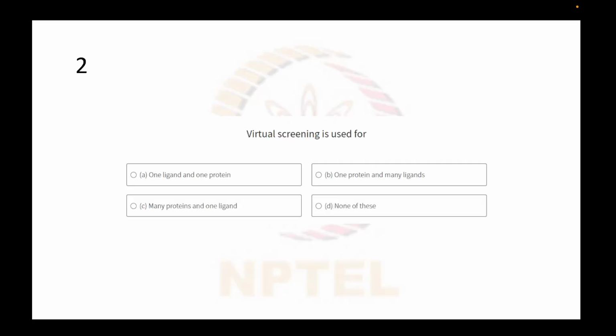Okay, the first question here is: virtual screening is used for one ligand, one protein; many ligands, many proteins; one ligand; or none of the above. So, virtual screening is used for one protein and many ligands.